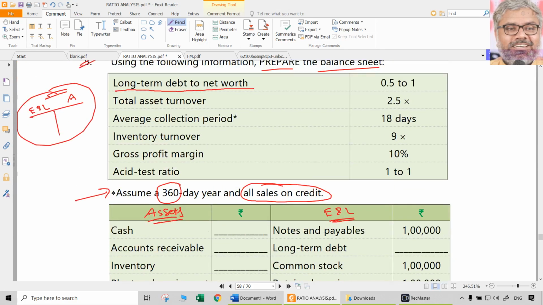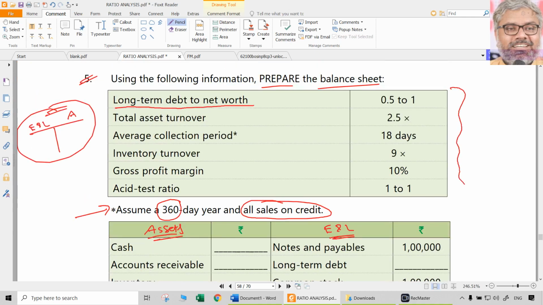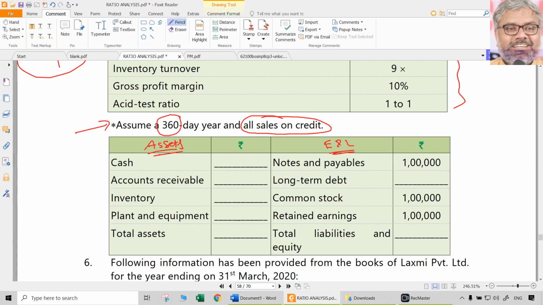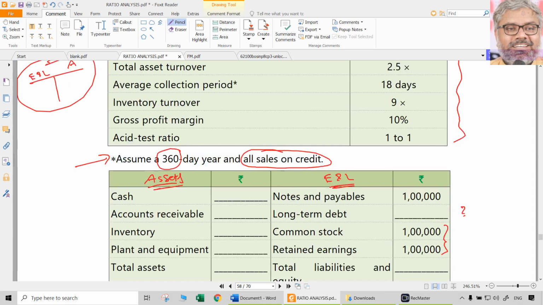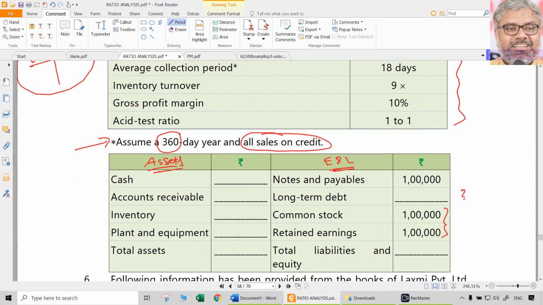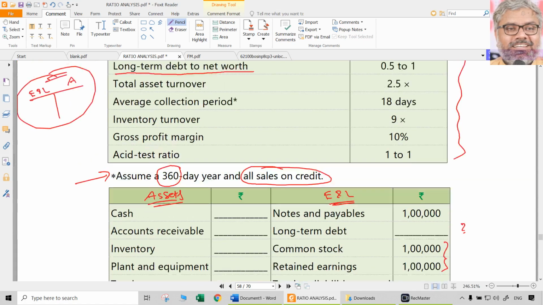But where are the amounts? Amounts are not here. Amounts are in the balance sheet. All ratios are only given. So look at the balance sheet. In this case, what is given? Notes and payables is 1 lakh, which is simply current liabilities. Long-term debt is not given. We don't know. This we have to find out. Common stock and retained earnings both are given. There's no problem. When both are given, that means this itself is what? Common stock plus retained earnings is what? Net worth, right? That is net worth. Net worth is how much then? 2 lakhs. So we can start breaking the data.